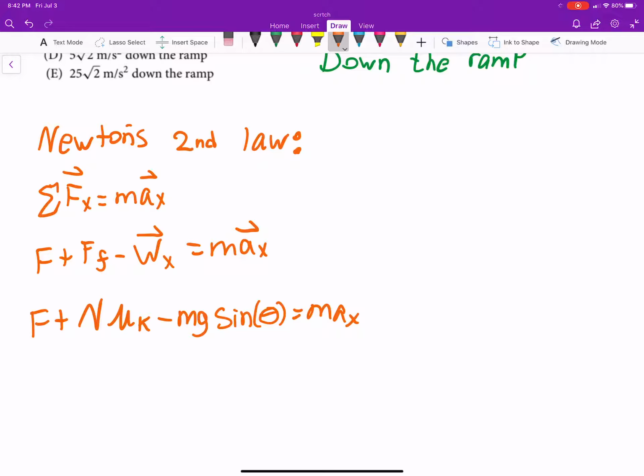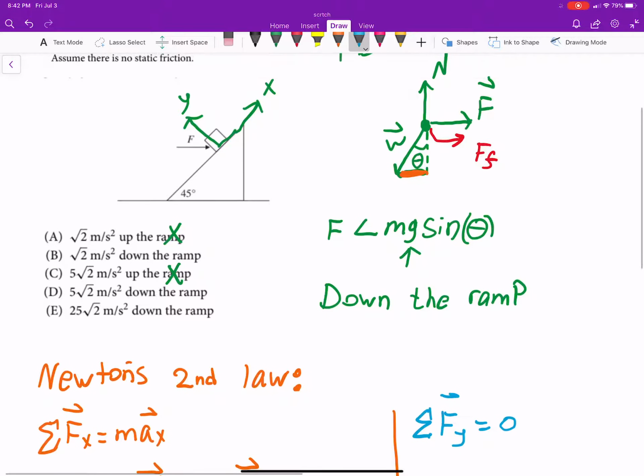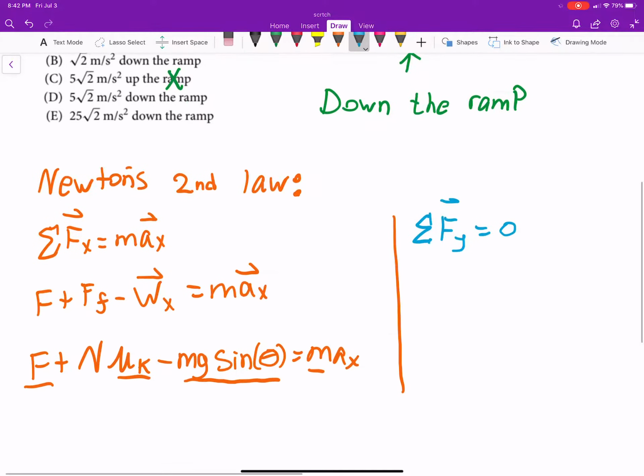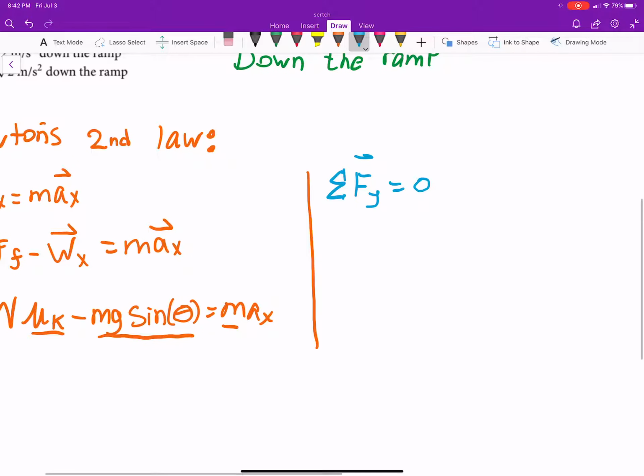I'm going to leave off the arrow at this point. Now, what is the normal force? We know this, we know this, we know this, and we know this. We have one equation with two unknowns. We're going to want to consider the y component of Newton's second law, which is going to be equal to 0. The block's not bouncing up and down the ramp. So then the normal force is equal to mg cosine theta.